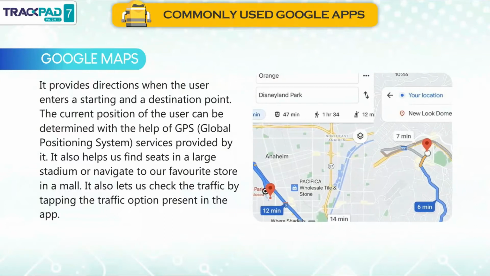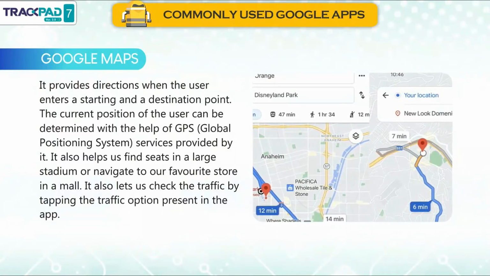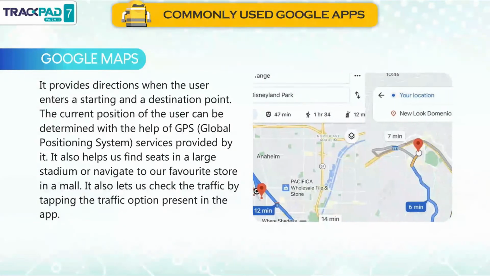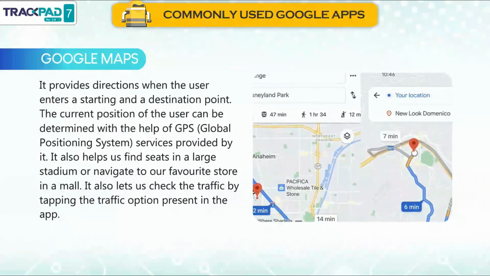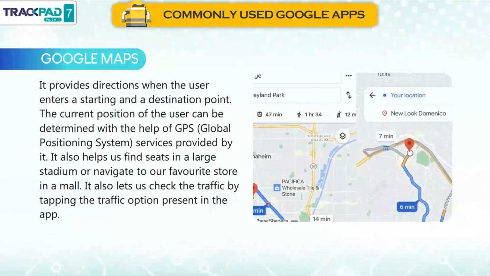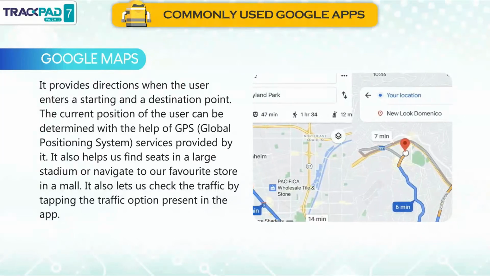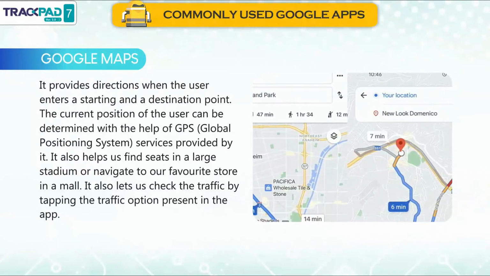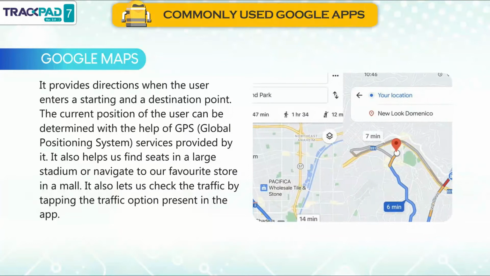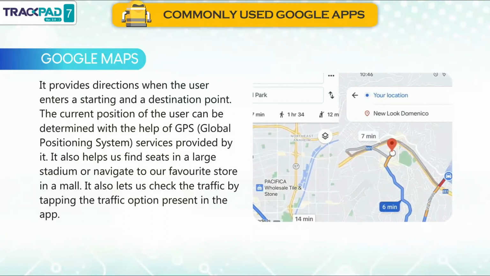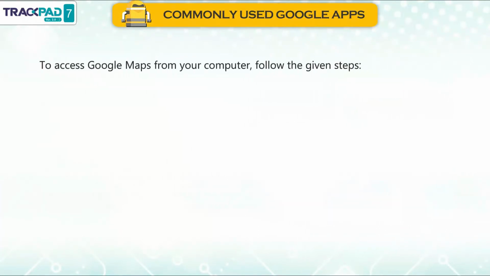The current position of the user can be determined with the help of GPS, Global Positioning System, services provided by it. It also helps us find seats in a large stadium or navigate to our favorite store in a mall. It also lets us check the traffic by tapping the traffic option present in the app.